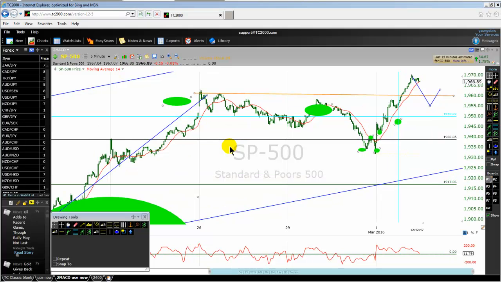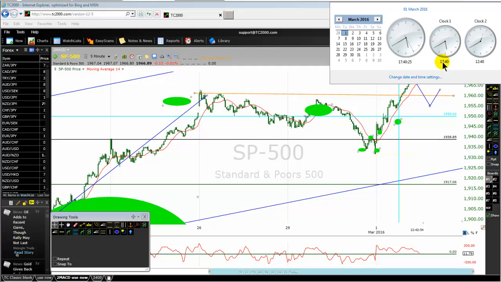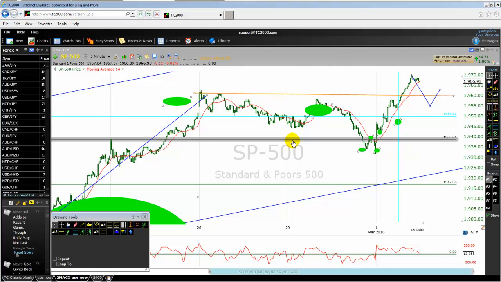Okay, traders, let's wrap it up because the time in London is now 40 minutes past 5 p.m. In New York, 40 minutes past 12 p.m. Okay, so that's it for today. So to wrap it up, I would say to trader, what's happening here?